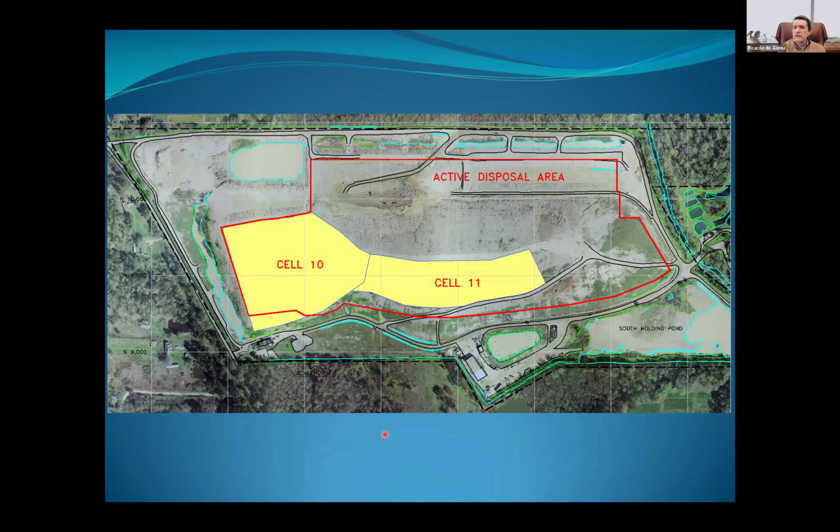So here you have an aerial view. Yellow is the area covered. At that time, they had the active disposal area here. Now they are not using that anymore, but at the time, cells 10 and 11 were the ones that were closed using the artificial turf system.